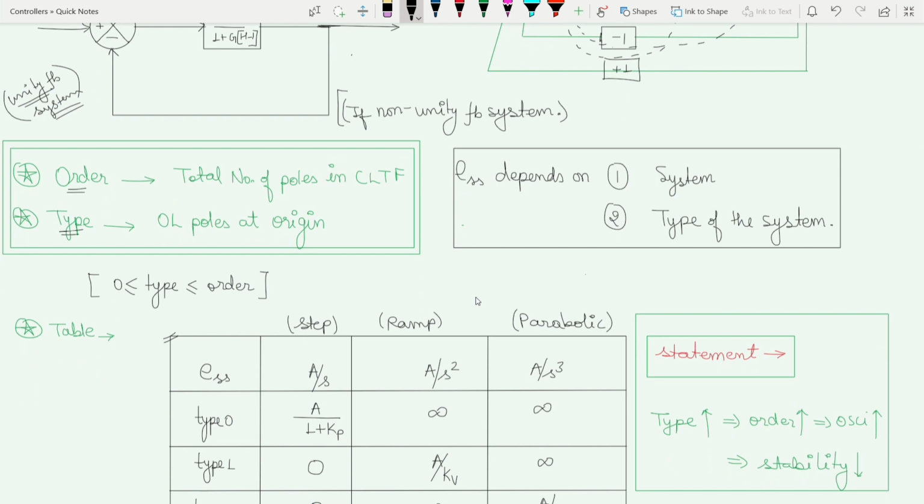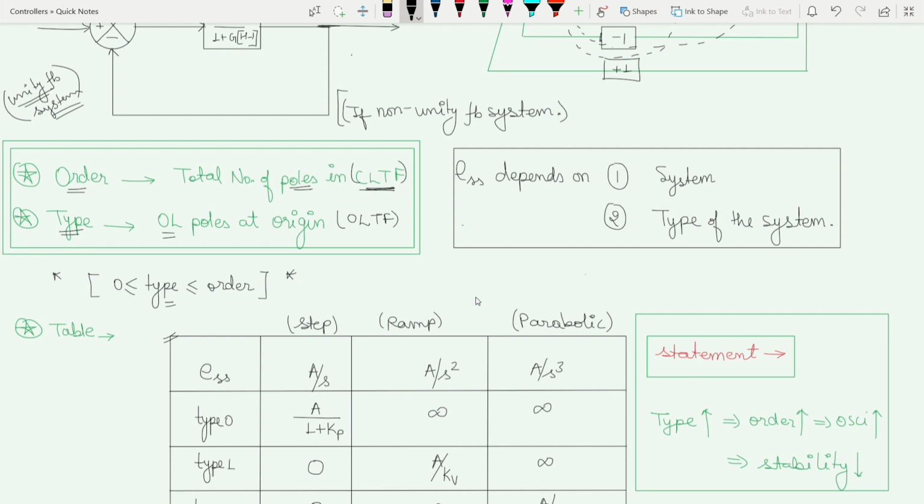One more thing I want to discuss over here is the order of the system and the type of the system. Order is defined as the total number of poles in the closed loop transfer function. This CLTF is nothing but the closed loop transfer function, and the type of the system is the number of open loop poles at origin. This can be determined from the OLTF, and the order is determined from the CLTF. Here is one relationship between the order and type of the system: type is greater than or equal to 0, and less than or equal to order. So type is always less than or equal to the order of the system.